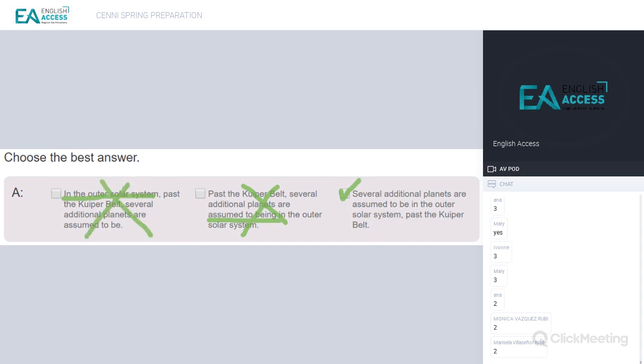The last one is correct. Several additional planets are assumed to be in the outer solar system past the Kuiper belt. You see? Several additional planets, subject, are assumed to be there, verb, in the outer solar system, complement. You see? That is the correct order, the correct sequence: subject, verb, complement. The first one is complement and subject and verb, and it's all scrambled. It's not correct. Only the last one is correct. You see? Okay. Let's go with number 18.